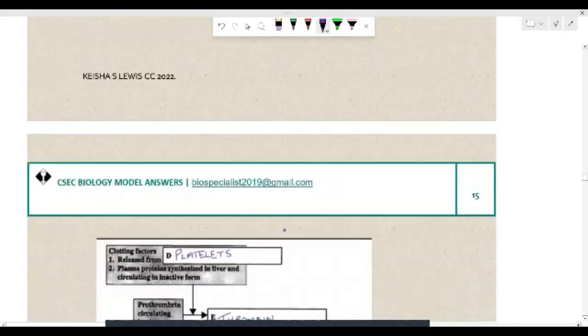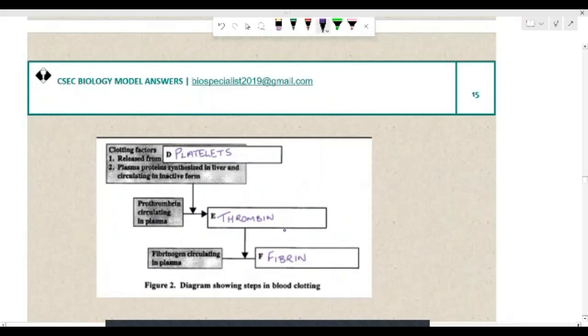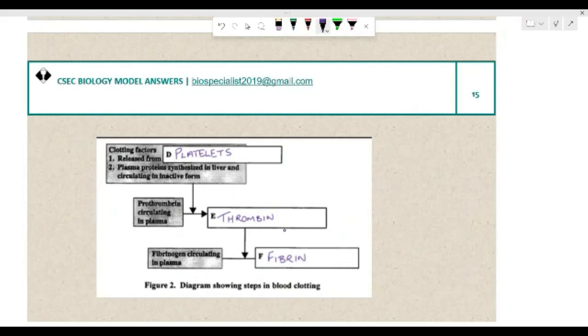Then we have this nice little flow chart here, right? And whenever you get a flow chart, it's a good idea to almost read it like a story, read it in sentences. So here it's saying clotting factors released from plasma proteins synthesized in the liver and circulating in inactive form.